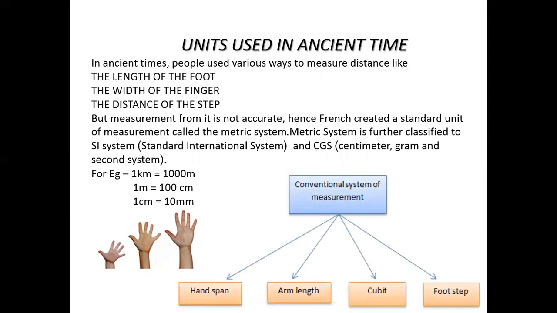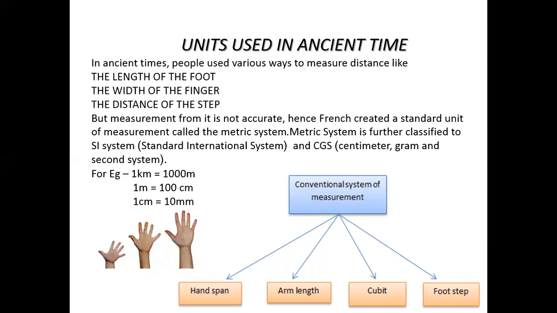Some conventional systems of measurement. Conventional means the measurements which are used all over the world, the international system of measurement. First, handspan. Handspan means the measurement from your longest finger to the end of your palm. Second, the arm length. The measurement from the longest finger till your shoulder.